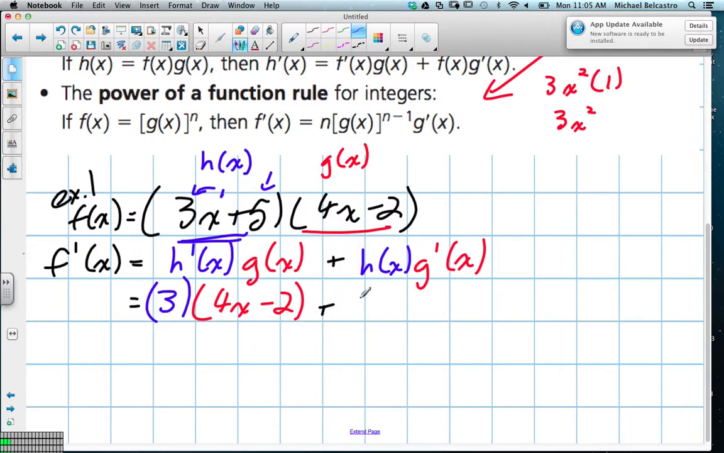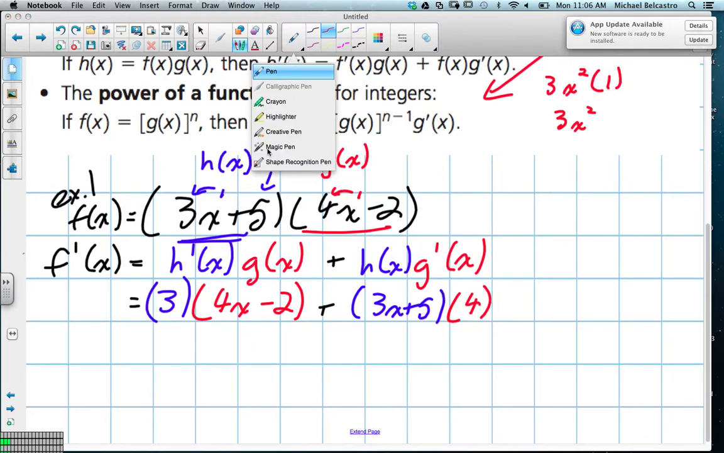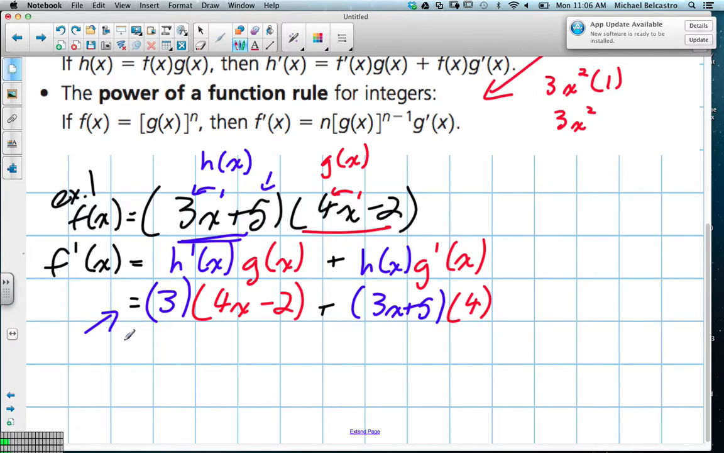Plus, again, let's rewrite the first bracket the same as it was, 3x plus 5. And let's talk about deriving the second one. It'll be very similar. This is to the power of 1. Bring 1 down, 1 times 4 is 4. The x becomes the value of 1. And the negative 2 becomes 0, so our derivative of that is just the value of 4. So you can leave it like this. This is technically the derivative. But maybe you want to simplify it a little farther.